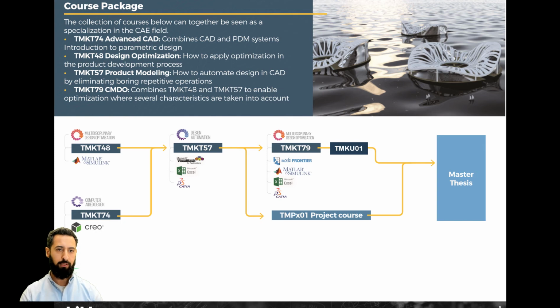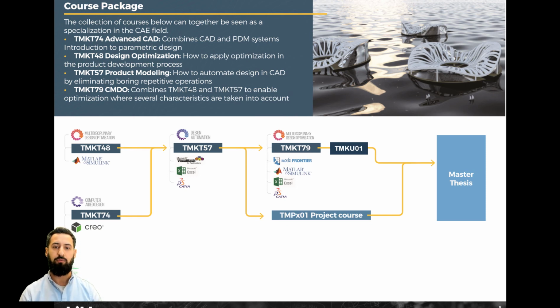So the course that we are teaching at my group, we work at the division of machine design, and in the division of machine design we're a smaller group working mostly with automation and optimization. So the course packages that we have are the advanced CAD course, A-TMKT57, and then we have an optimization course, A-TMKT48. Now you're in the design automation course, A-TMKT57.